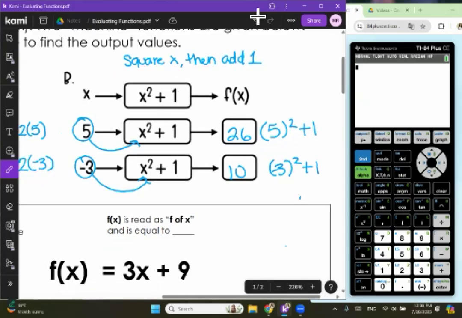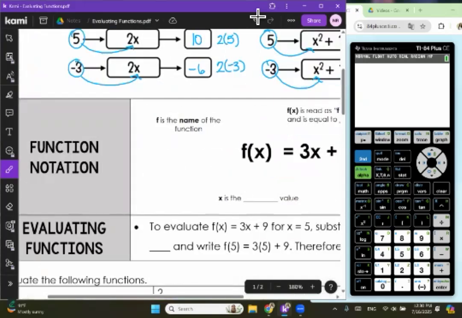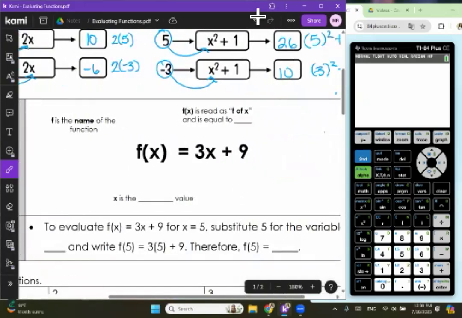Okay. So function notation. There are different parts when it comes to function notation. F is the name of the function because you will see F, G, H, or J. This is read as F of X, and it is equal to Y. It's the same as having a Y equals.